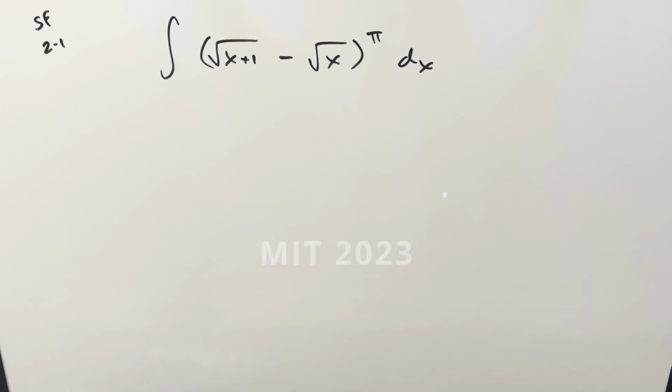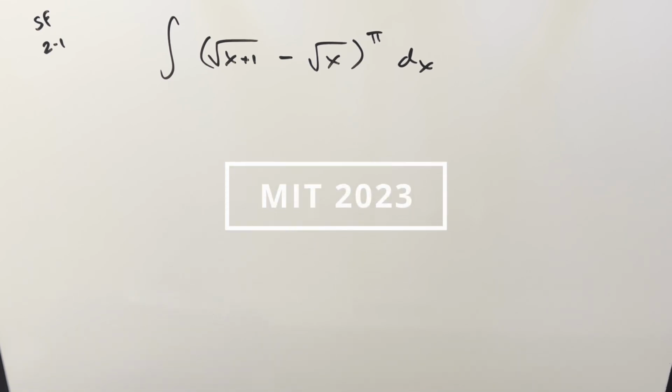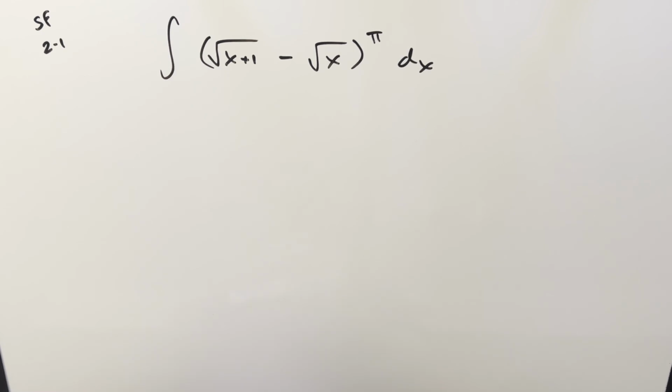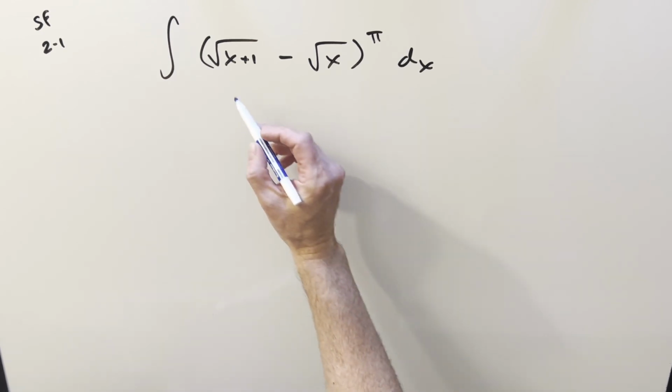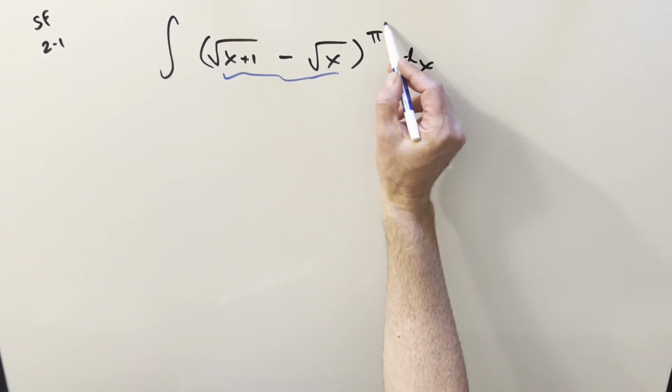Okay, we have an interesting integral from MIT 2023 semifinals, round 2, problem 1. We have the integral of (square root of x plus 1 minus square root of x) all to the pi dx. I thought this one was really unusual, having something kind of complicated here and pi as the exponent.